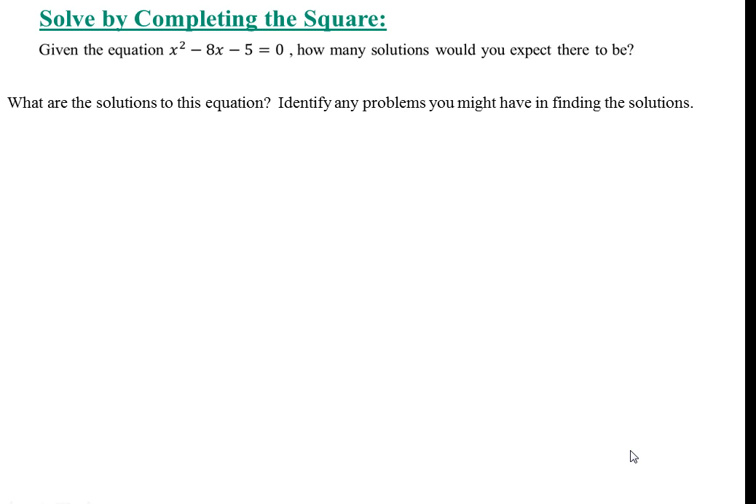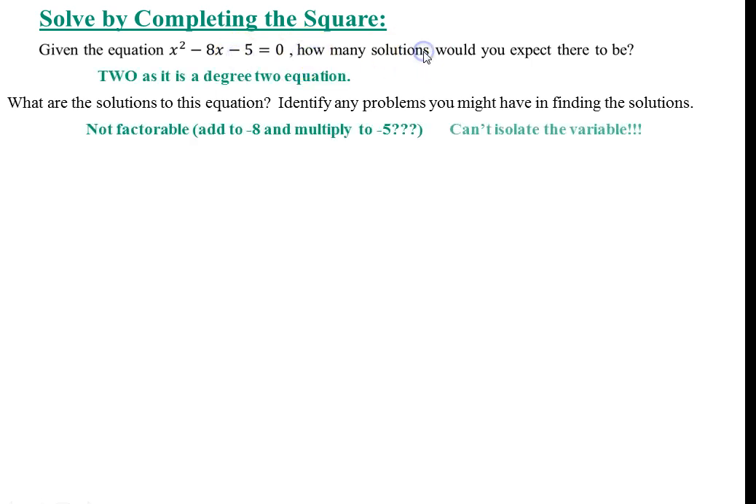We've now set the groundwork for solving by completing the square. But recall a couple slides ago we were asked to solve the equation x squared minus 8x minus 5. Well, how many solutions do we expect this to have? Well, we'd expect this to have 2 solutions, as it's a quadratic equation. A degree 2 polynomial equation should have 2 solutions. What are the solutions to this equation?